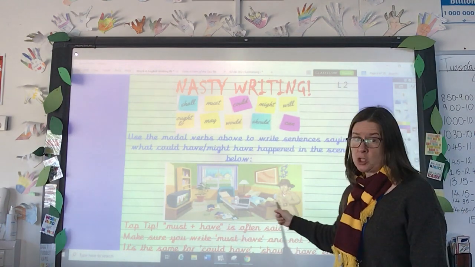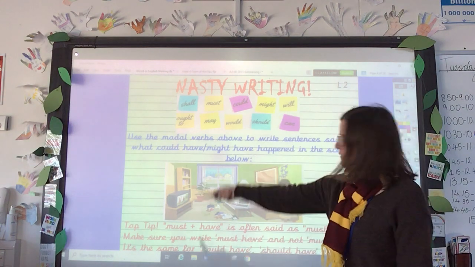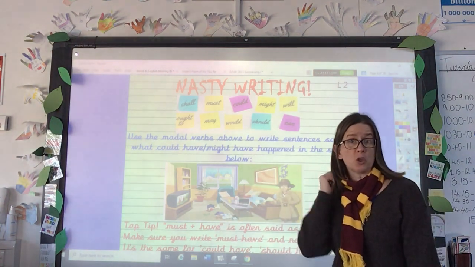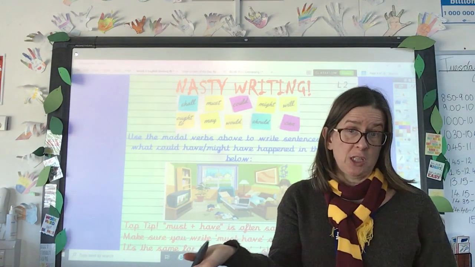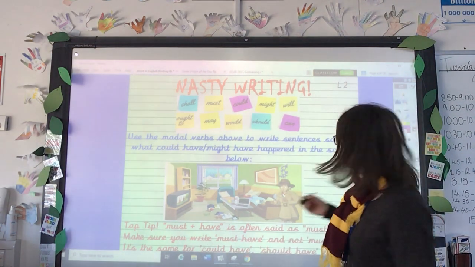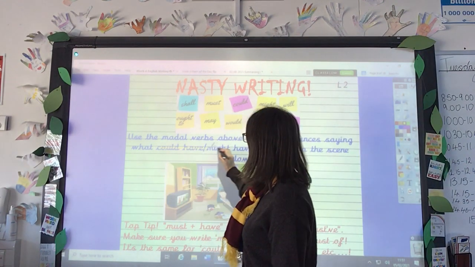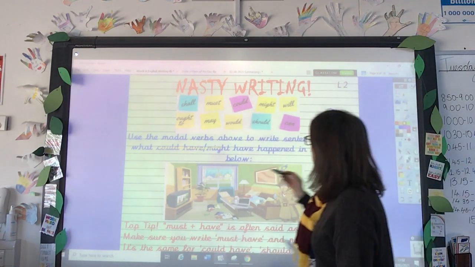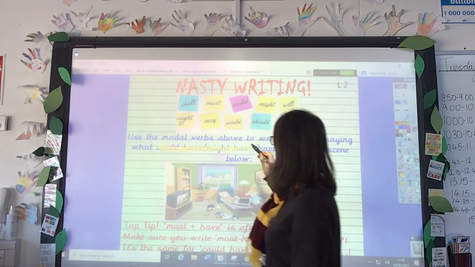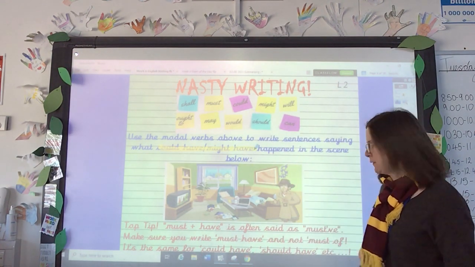This detective has just walked into a room with his magnifying glass looking for clues, and all sorts of things have gone on in the room. And what I want you to do is use your powers of deduction, just like the detective would, to write some sentences about what could have, what might have, what may have happened in this room before he arrived.